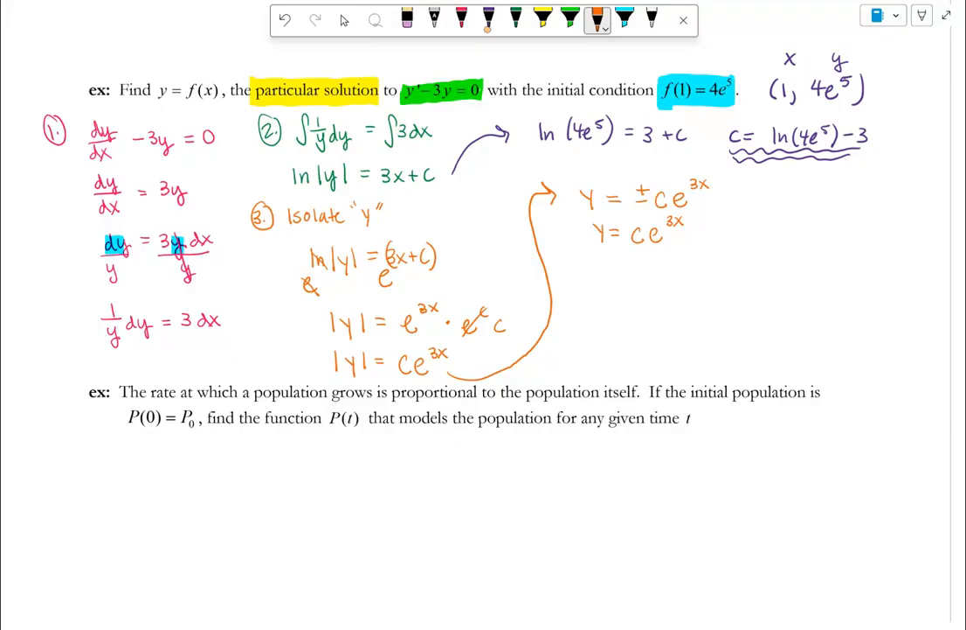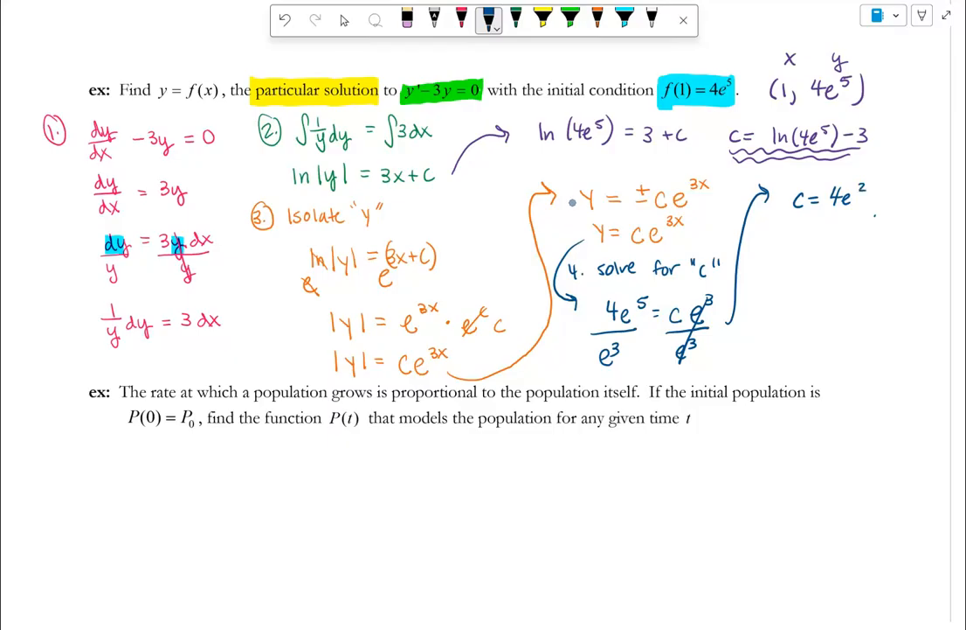So, all right, when we plug in our initial condition, this is now our 4th step where we're going to solve for c. We reversed steps 3 and 4. 1 and 2 have to go in order though. We're going to plug in our initial condition, just where I left it off. 4e to the 5th equals c times e to the 3x, and x is 1. So times e cubed. So again, if I'm solving for c, I need to isolate c. I'm going to divide both sides by e cubed, and I'm going to get that c equals 4e squared.